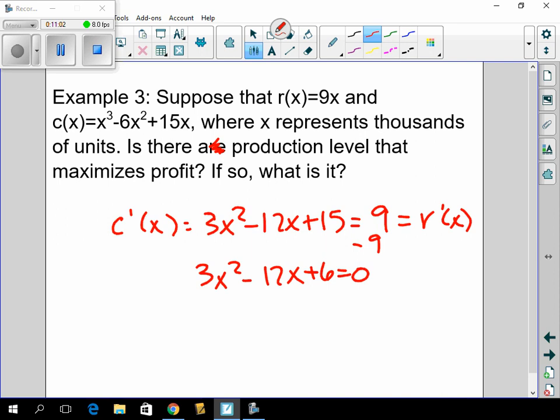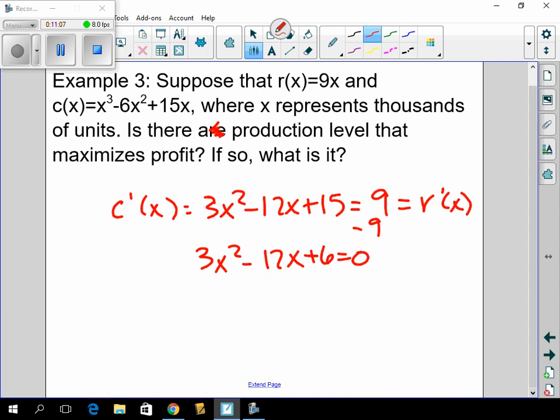So I'm actually just going to go ahead and solve this in my calculator. And I should get two solutions. I should get x equals 0.586 and 3.414. So these are my critical values. These are the ones I am focused on. And so I'm going to check them in my original cost and revenue because I'm not sure where my maximum profit will occur.